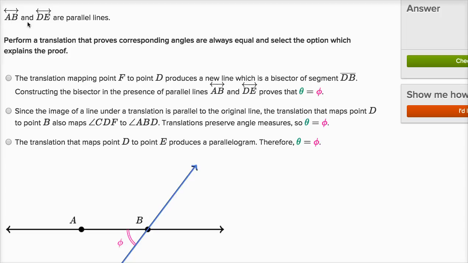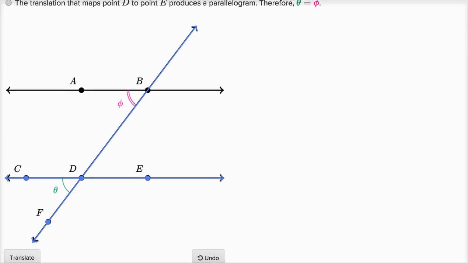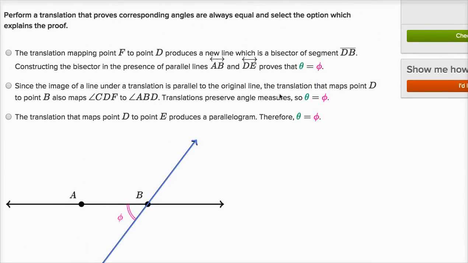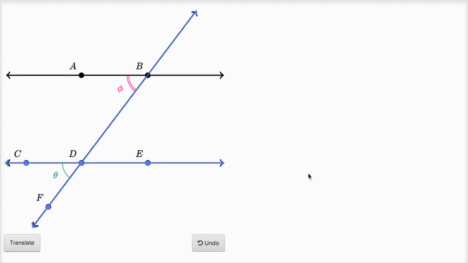So it says line AB and line DE are parallel lines. All right. Perform a translation that proves corresponding angles are always equal and select the option which explains the proof. All right, so let's see what they have down here. So they've picked two corresponding angles here.